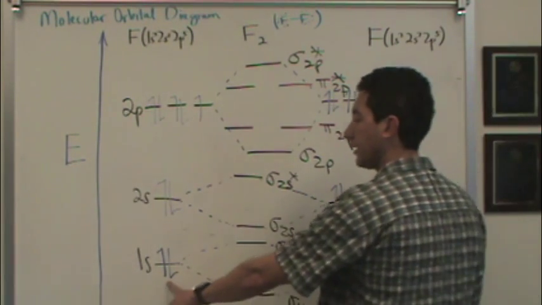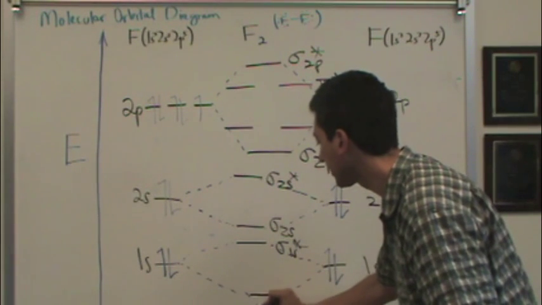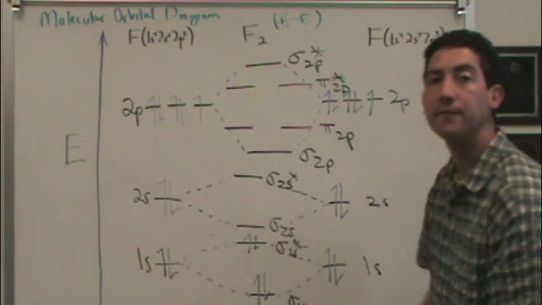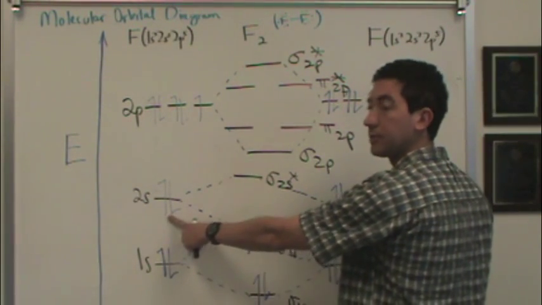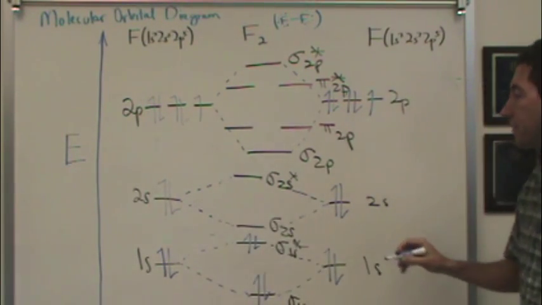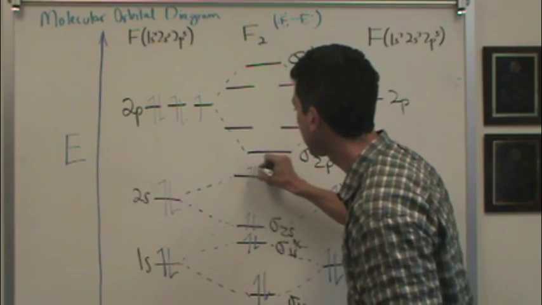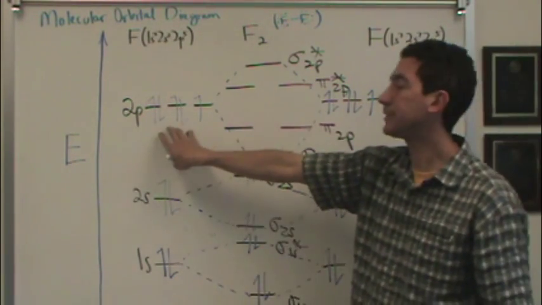The 1s, each atom contributes 2, for a total of 4 electrons, and you fill it in like this: 1, 2, 3, 4. Then look at the 2s. Each atom contributes 2 for a total of 4. So in the middle, we're going to have 4: 1, 2, 3, 4. For the 2p part of the diagram at the very top, each atom contributes 5.